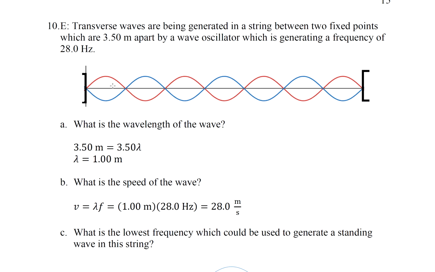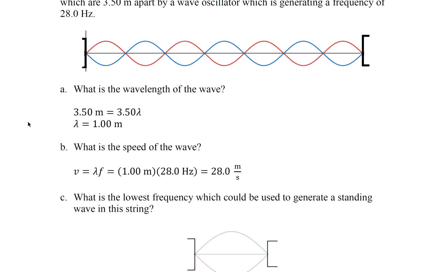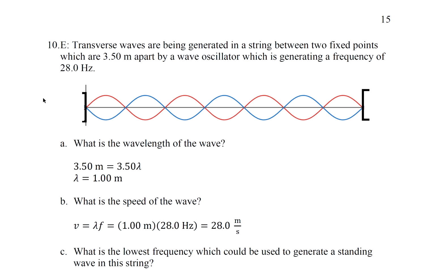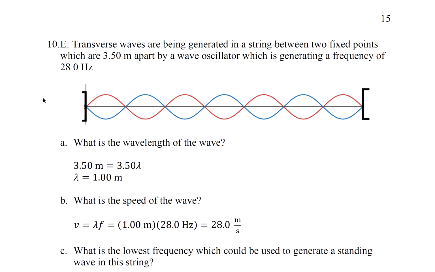And how many wavelengths do we have? We could count it, it's 3.5 wavelengths. So lambda is equal to 1 meter. What is the speed of the wave? V equals lambda f. We know lambda, we know f, because it was given to us.